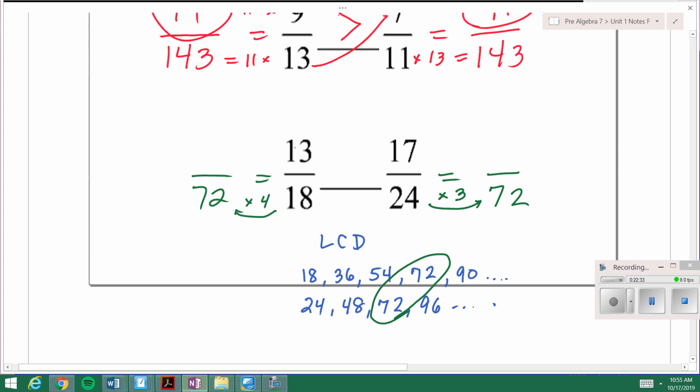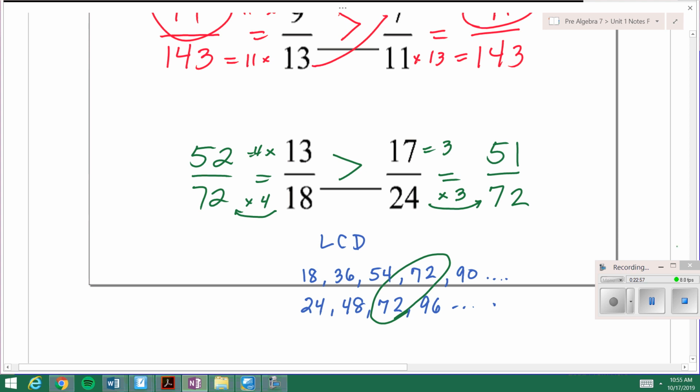So let's multiply the same number on the top. That is 52. 13 times 4 is 52. And 17 times 3 is 51. So in this particular case, I have just by 1/72 of a number, 13 out of 18 is a bigger number than 17 out of 24 is.